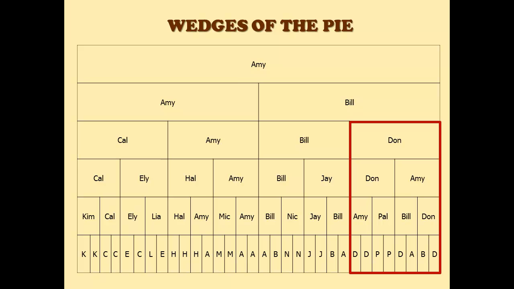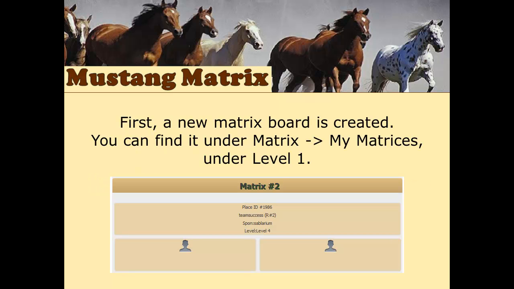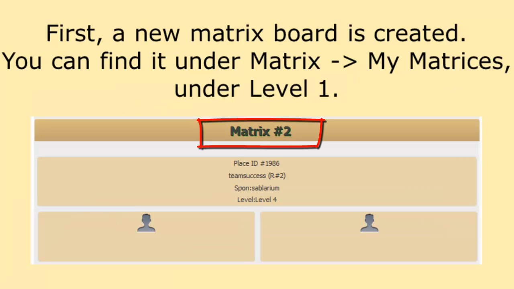Does it really matter left or right? 2 things happen when a position is created. And it doesn't matter whether it is a subscription position or an individual position. The first thing, a new matrix board is created. Now, you'll find all your matrix boards under Matrix, My Matrices. Now, the first level you're going to see is level 1. They're all color-coded. You'll see in this example it says matrix number 2.